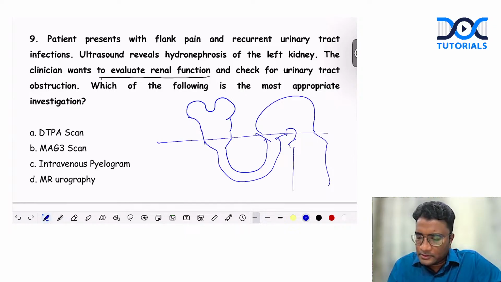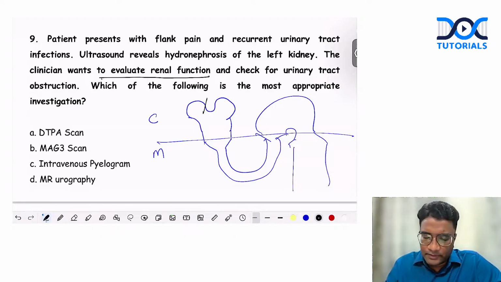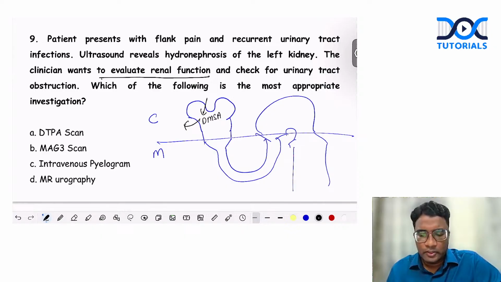So imagine this is the cortex, this is the medulla of the kidney. DMSA gets filtered from the glomerulus and is reabsorbed into the cortex. So it will tell you about cortical function, corticomedullary differentiation, cortical scars can be evaluated by DMSA. DTPA gets filtered from the glomerulus and is excreted as such into the collecting duct, into the urine. So it is reflective of GFR. It is neither reabsorbed nor secreted into the tubules. So it exactly reflects GFR.